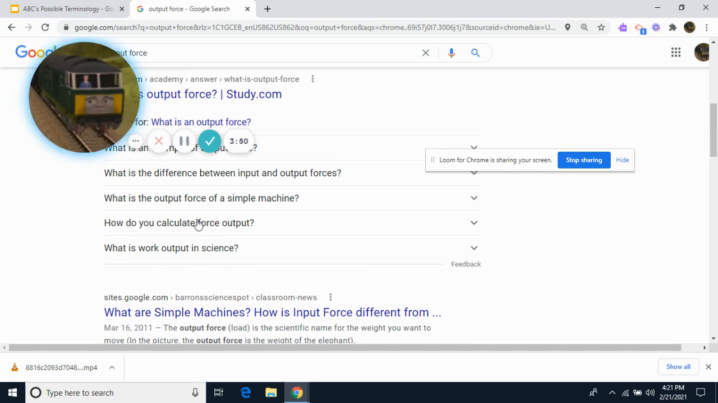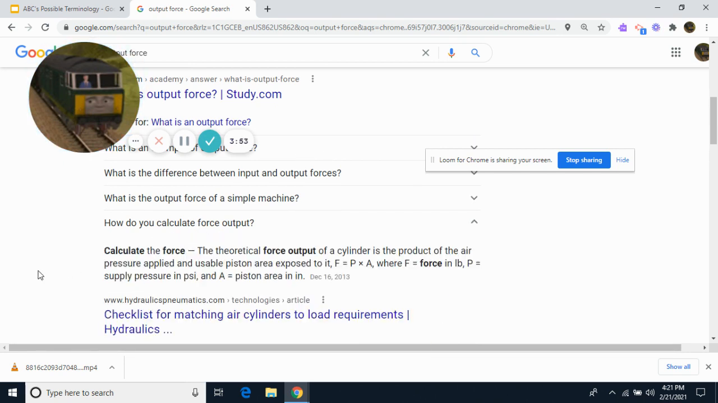Okay, so how do you calculate force output? The theoretical force output of a cylinder is the product of the air pressure applied and the usable piston area exposed to it. F equals P times A, where F equals force in lb, P equals supply pressure in PSI, and A equals piston area in square inches. All right, I'm going to do more questions.